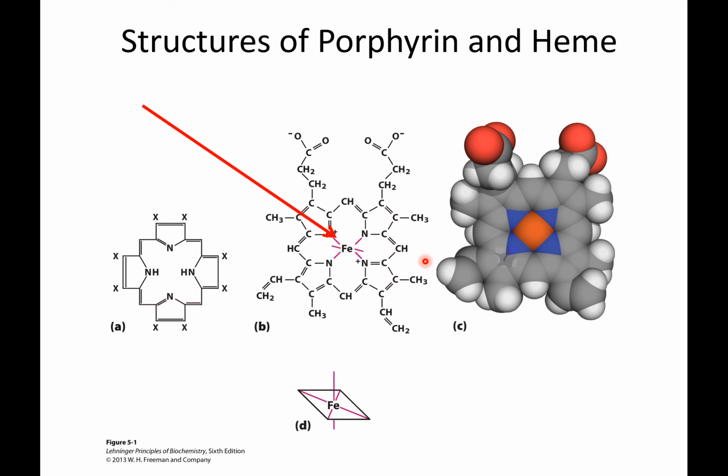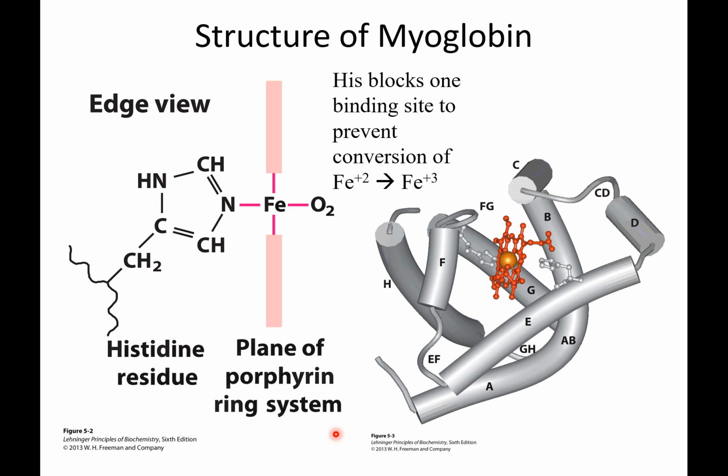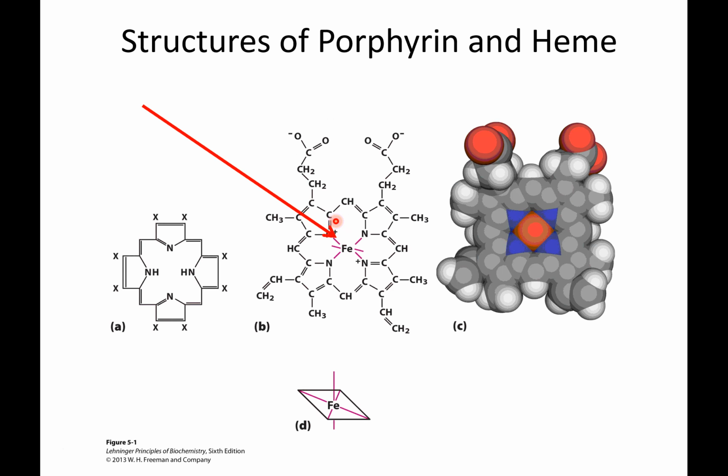Looking at this a little differently, you can see the larger structure from the side view here. The iron actually has one spot at the top and one spot at the bottom that it can use for binding. One side is how we're going to bind the iron to the nitrogen of the histidine, and the other side of the iron is how we're going to bind the oxygen to our heme.